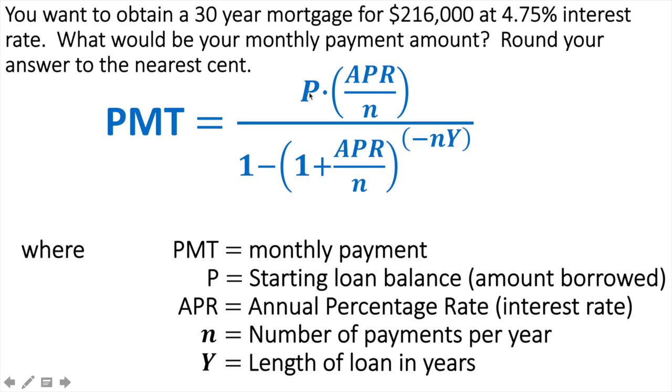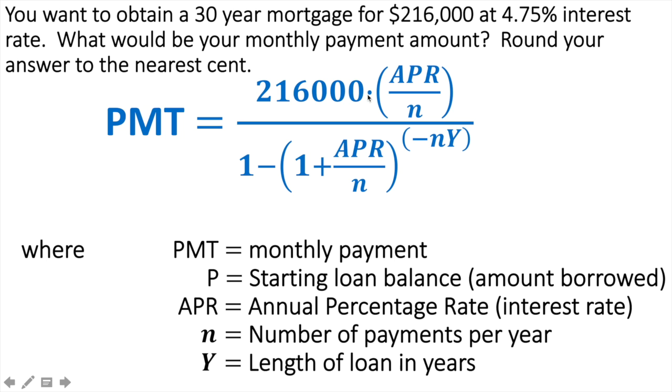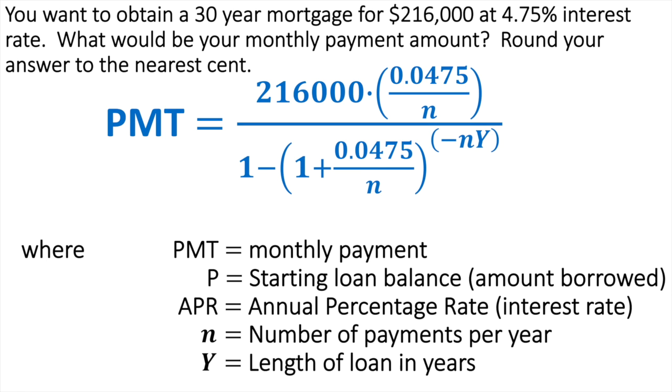All right, the first one we've got here is P. That's our starting loan balance. So that's our $216,000 in this case. I'm going to get rid of P, and in its place I'm going to write $216,000. The next one is APR. That's our interest rate, is the easiest way to do it. We're going to plug it in two different spots, way up top here as well as right here. Now, I don't plug in 4.75 because I have to convert it to a decimal. So 4.75% as a decimal is 0.0475.